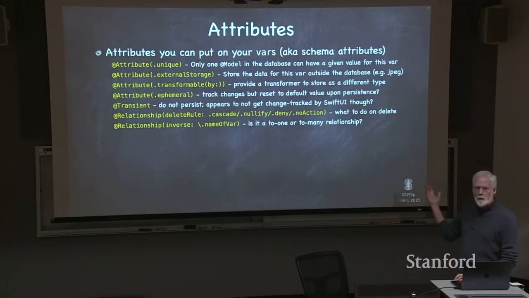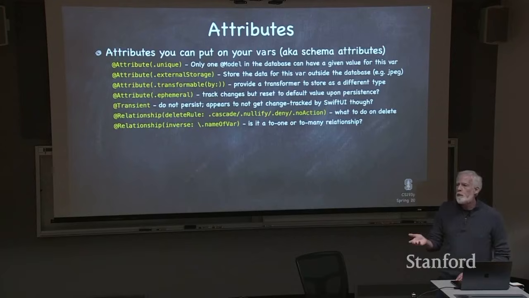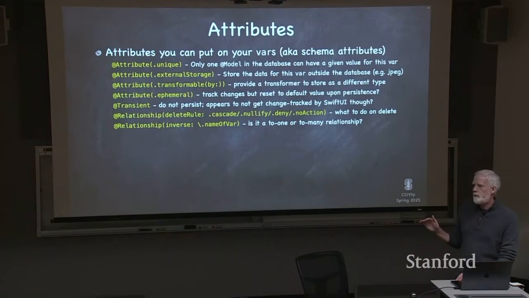And then transformable by, we saw that. Ephemeral and transient, those are for vars that you want to have in your @Model, but you never want them to go to the database. Right? So they're just things that are only used while your program is running. You don't need to store them. And we'll have an example of that in CodeBreaker.